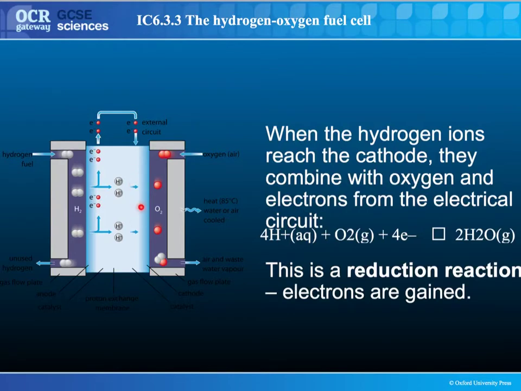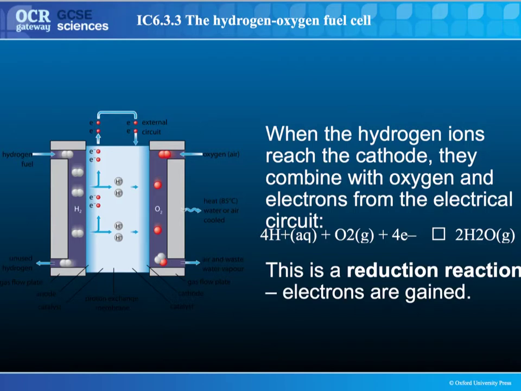When the protons arrive at the cathode, they react with the oxygen gas that's coming in and the electrons that have gone around the external circuit to form water vapour. The reaction is here. Hydrogen ions react with oxygen gas and 4 electrons needed to neutralise the 4 positive charges there to form 2 water molecules. This is the reduction reaction. The reason for this is because electrons are gained.